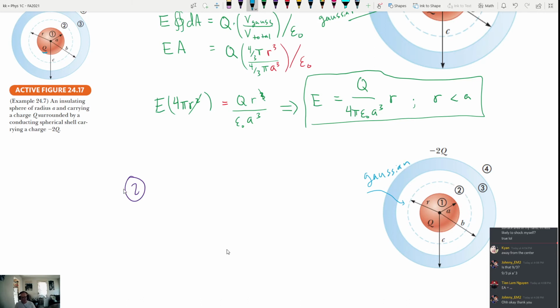This is going to be for the region of a less than r less than b. b is the inner radius of this portion right here. So we can now say that our electric field lines are going to point out like this. Our dA vector is going to look something like this. They're going to be parallel to each other. So again, integral E dot dA is equal to charge enclosed divided by epsilon naught. So the left-hand side is going to reduce down to E times A again, because E and dA are parallel to each other, and because it's very likely that along this dotted line right here the electric field will be uniform. So what's the charge enclosed now by my Gaussian?